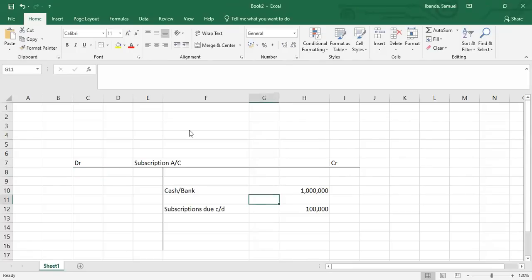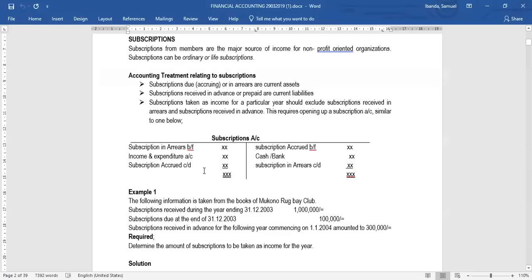So when I come to this, we have subscriptions that are received in advance during the period. We have 300,000. Okay, and remember they are saying for the following year commencing on 1st January 2004. So these relate to the next financial period.